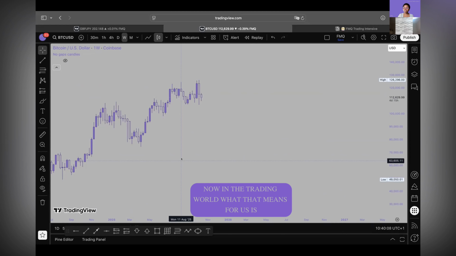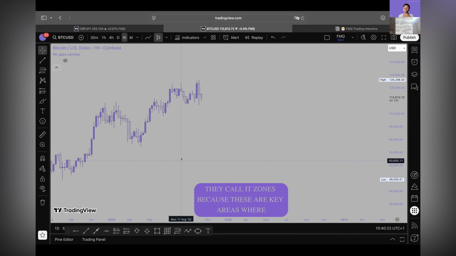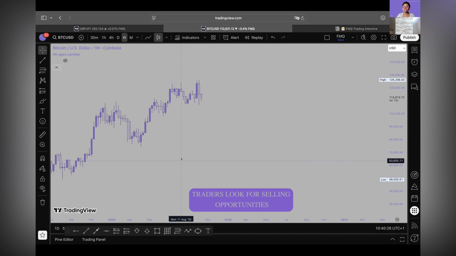Now, in the trading world, what that means for us is some people call it supply and demand. Some people call it resistance and support. Have you heard something like that? Exactly. What that means is these are key areas, they call it zones, where traders look for selling opportunities or buying opportunities.